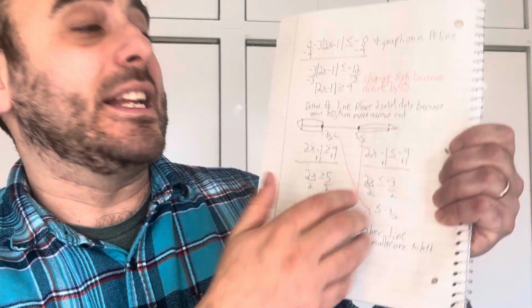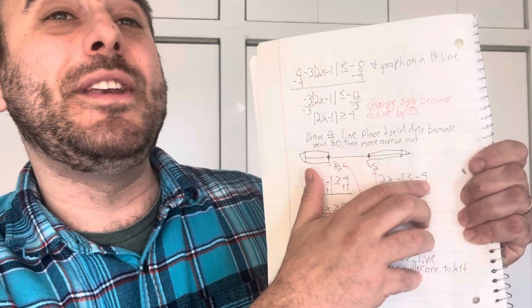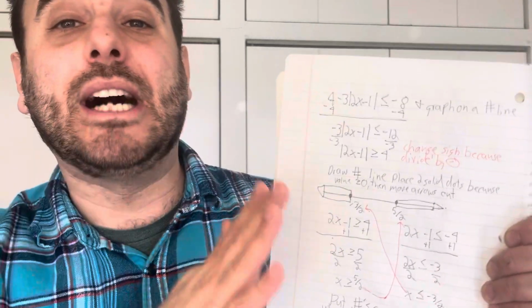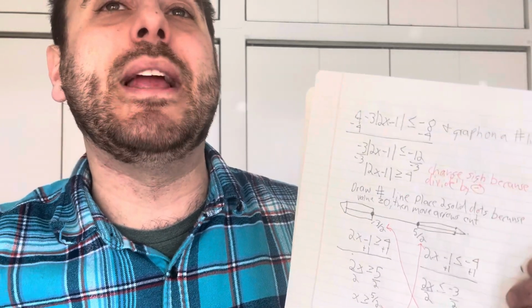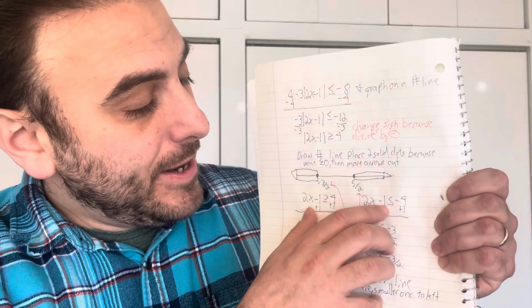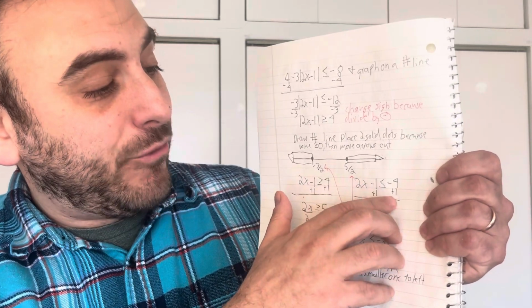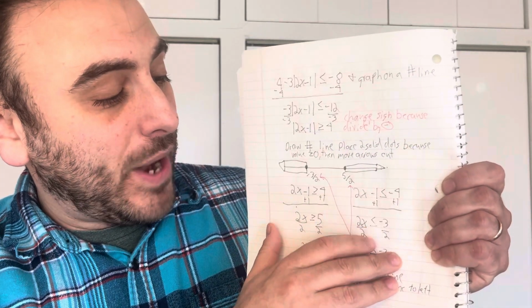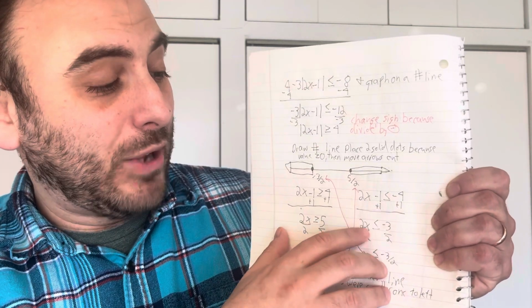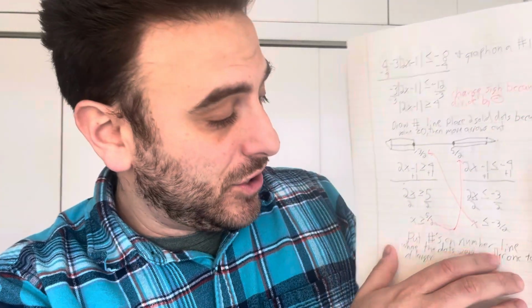Now we're going to do the negative side. 2x minus 1 is less than or equal to negative 4. Again, because we changed it from a positive to a negative, we flipped the sign to be less than because it was originally greater than. Now we add the 1. Negative 4 plus 1 is negative 3. Then we divide 2x by 2 and negative 3 by 2. That will isolate the x. So x is less than or equal to negative 3 over 2.